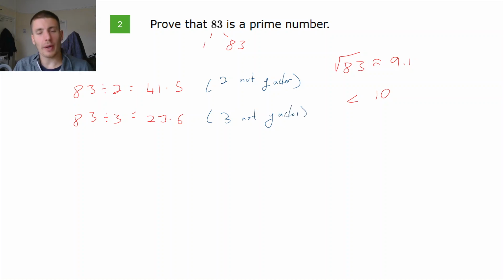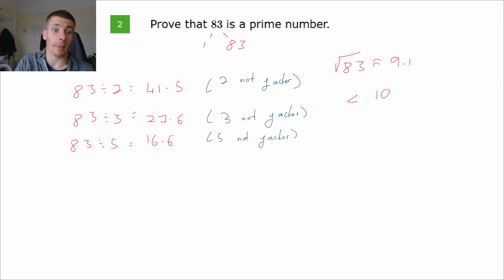Do I need to go and consider my integer 4? No, because if 2 was not a factor of 83, because 4 is a multiple of 2, 4 won't be a factor of 83. So I go and consider my next number, which is the number 5. Let's go and do 83 divided by 5, and let's see what that's equal to. It's going to be equal to a decimal, isn't it? 83 divided by 5 is 16.6. Therefore, the number 5 is not a factor.